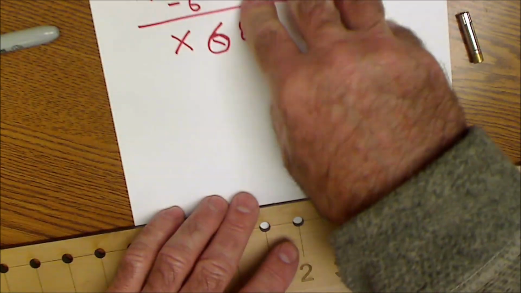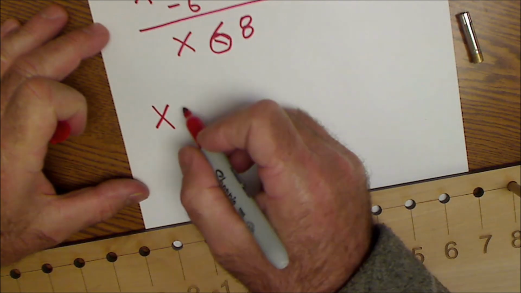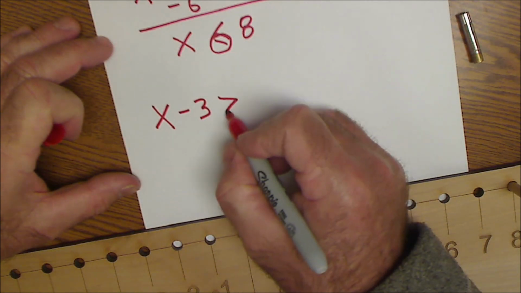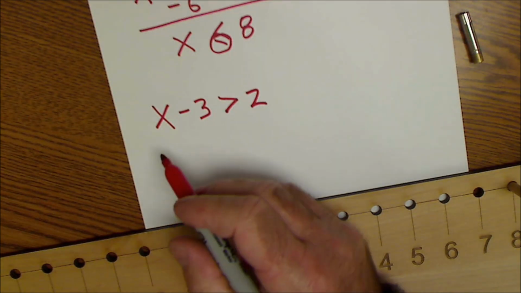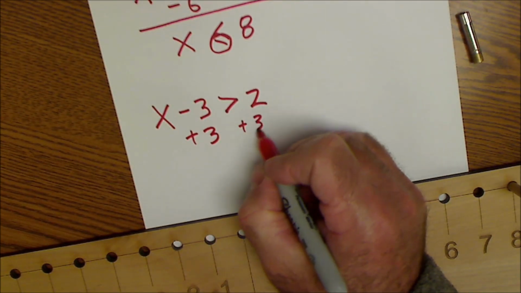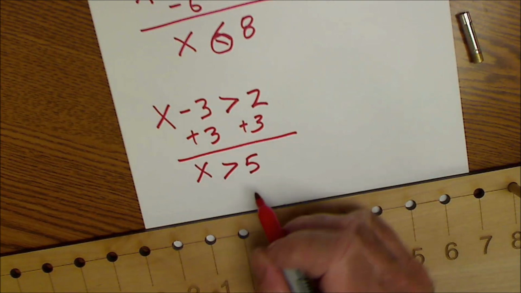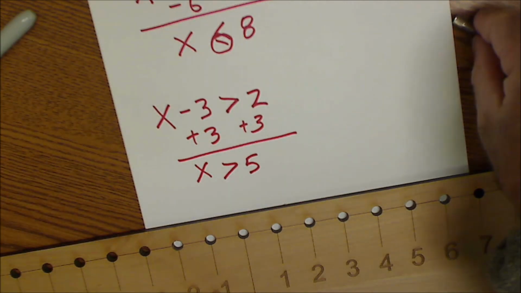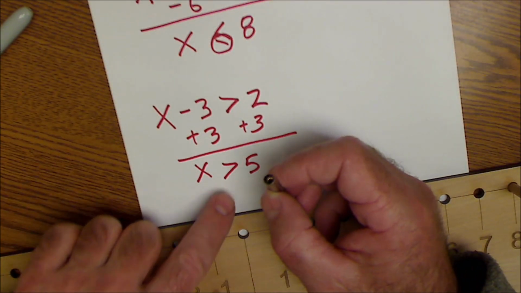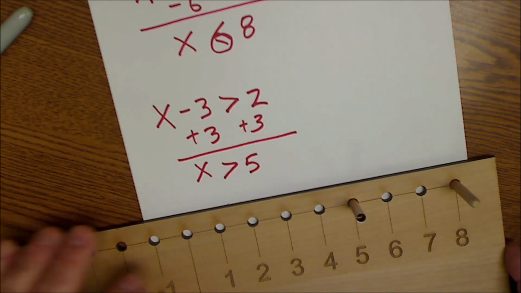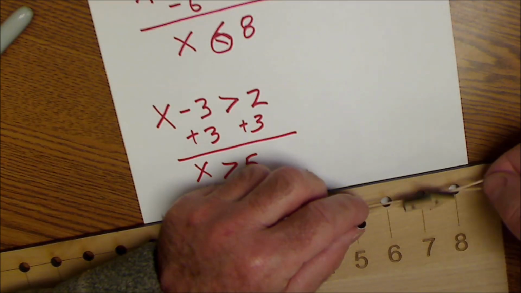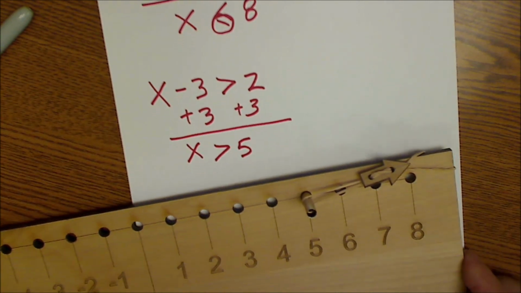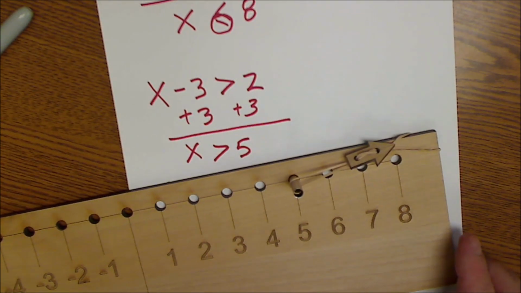Let's try another one. Let's try x minus 3 is greater than 2. So I need to get this x by itself. I'll add 3 to both sides. That'll give me x is greater than 5. Open or closed circle? It will be an open circle because it is not equal to 5. It goes right in there at 5. And then which way does the rubber band go? The rubber band starts at 5 and goes up from there. So there's my physical solution right there. x is greater than 5.